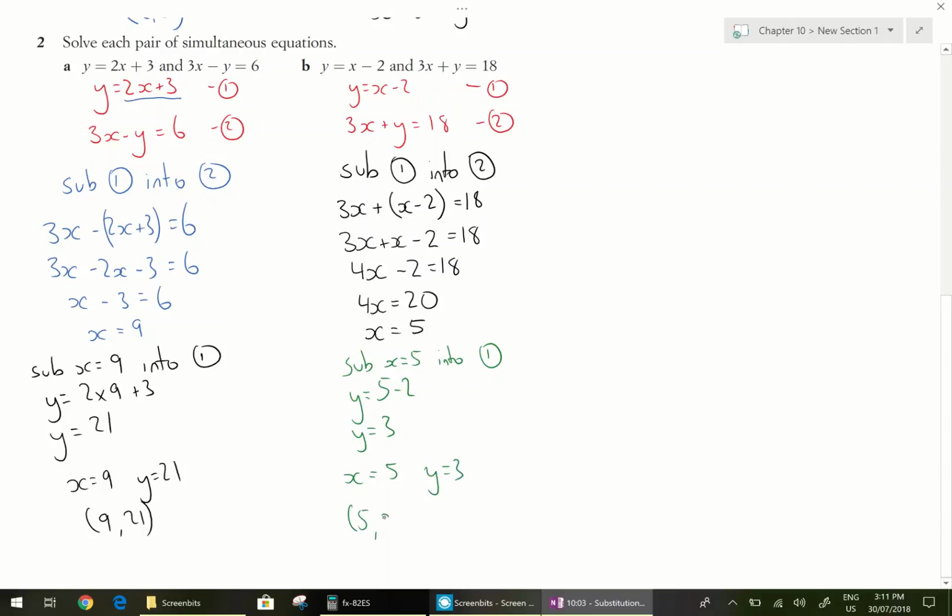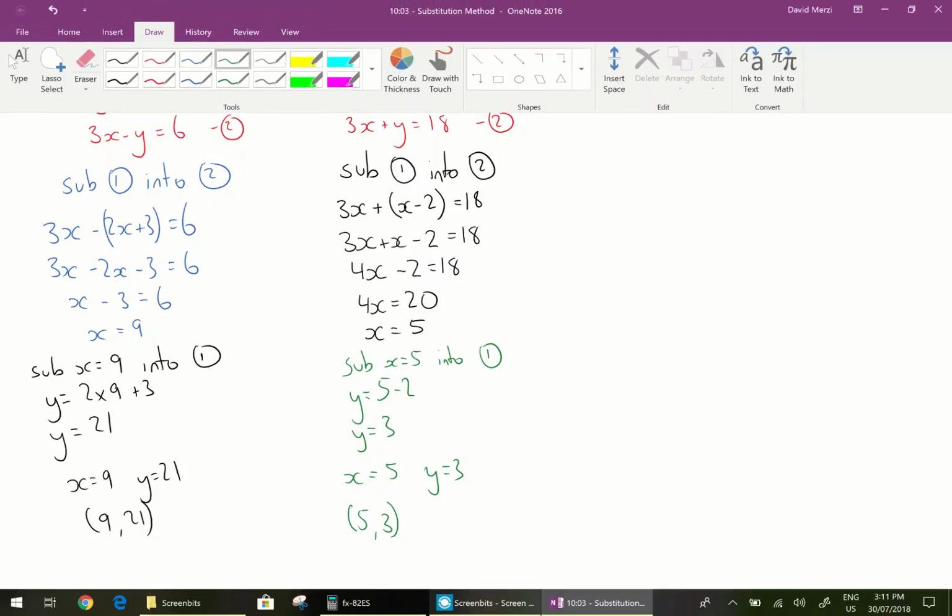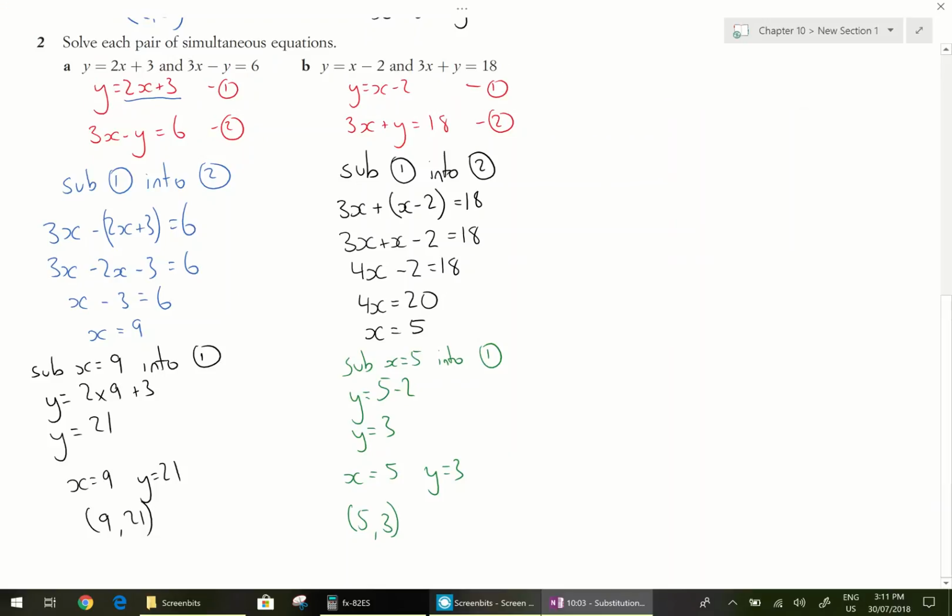One thing I haven't shown you is you can always check your answers. I'll use question 2 part B to show you how, and I'll use a different color. I'll use blue on the side here. We have y equals x minus 2, and we have 3x plus y equals 18. There are our two equations to begin with. We know x is 5, so I might go now and replace this x with 5. And if I replace this x with 5, this whole thing becomes 15. 3 times 5, 15. Then we go through and replace the y's with 3's.